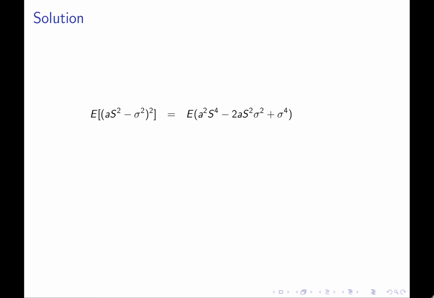So the first step is pretty easy. We just basically expand what's in the brackets. Next, we just separate each term according to an expression in terms of expected values. And in this line, what we do is we express E[S to the power of 4] in terms of the variance of S squared and the expected value of S squared, all squared.